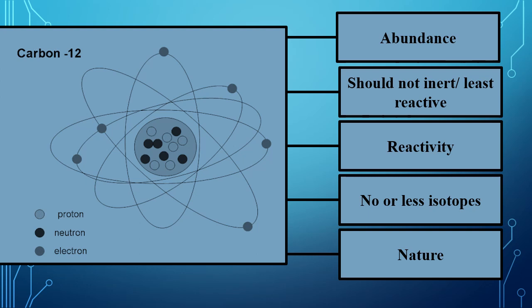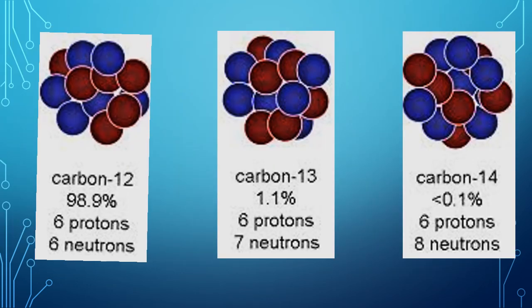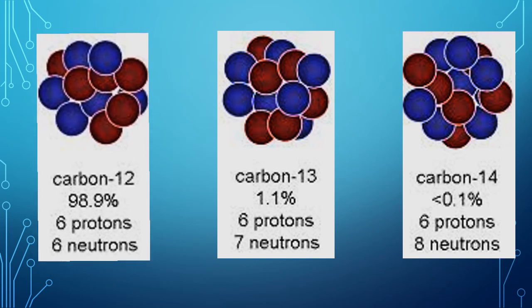So the chemists considered these things before selecting the element as a standard: its abundance, its reactivity, its isotopes, and its nature. They compared many elements and found carbon-12 as the best element which can be used as a standard. One thing to remember is that at that time there were no known isotopes of carbon, so they selected carbon as a standard and started to find out masses of other elements using carbon-12.